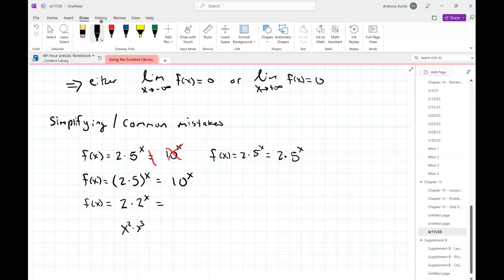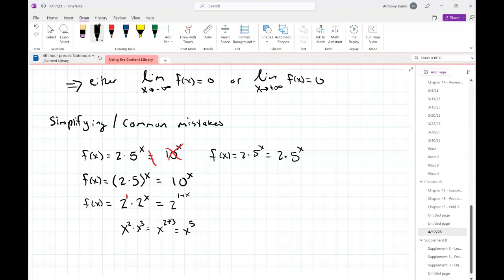If I have x squared times x to the third, what do I get there? X to the fifth, because we've added the exponents, right? Well, I can think about this as 2 to the first times 2 to the x. So if I use that same rule, how would I write this one? Not x, 1 plus x, where all of that is in the exponent.